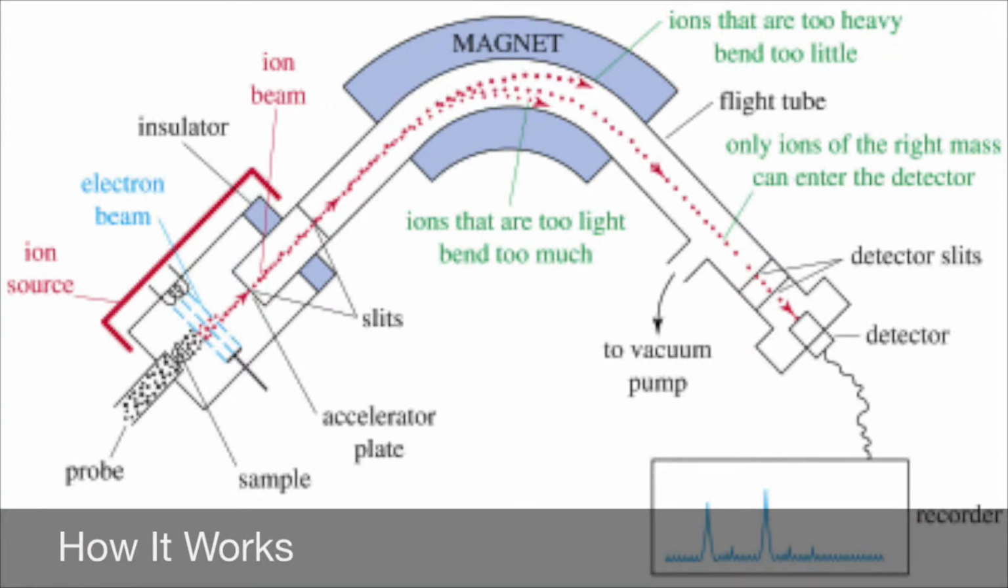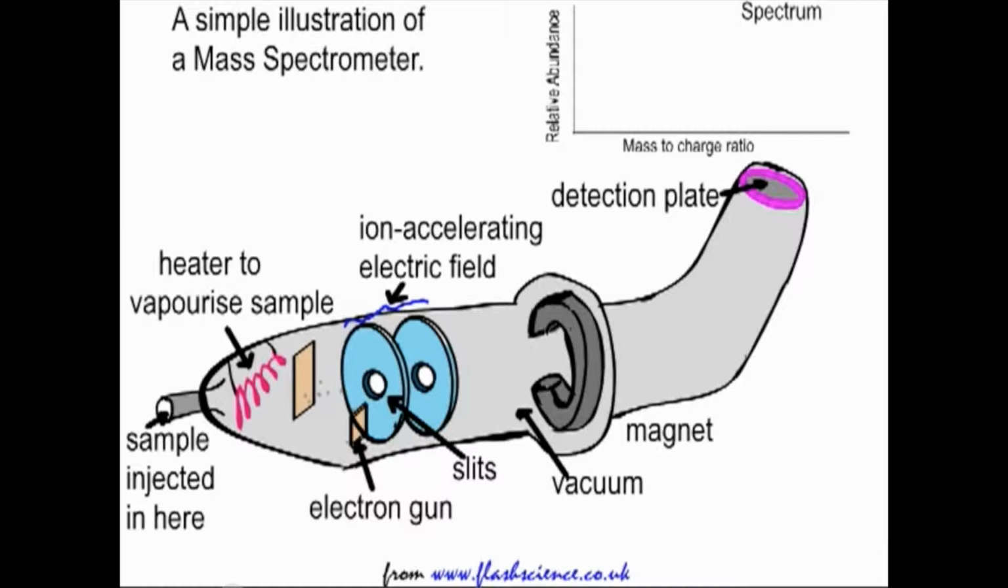I will now explain to you how a mass spectrometer works. A sample is ionized by removing one or more electrons. They are then sent through an ion-accelerating electric field with small slits in it. This process is referred to as the ion accelerator. This process happens in a vacuum so that the ions are not affected by molecules in the air.